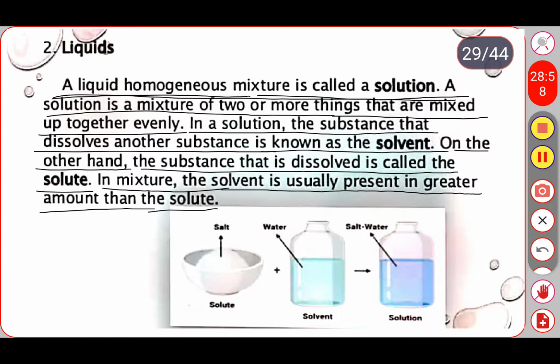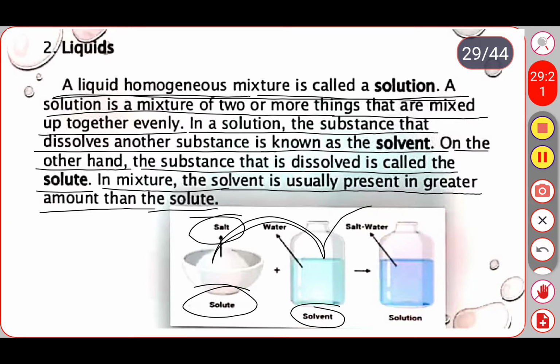The solute may be in the form of sugar or salt, or in three different forms: solid, liquid or gaseous. And the solvent is always in the form of a liquid. When we combine these two, what will we get? A solution. For example, here salt is the solute, water is the solvent, and salt water is the solution. By adding salt to water, we get salt water, or salt solution.